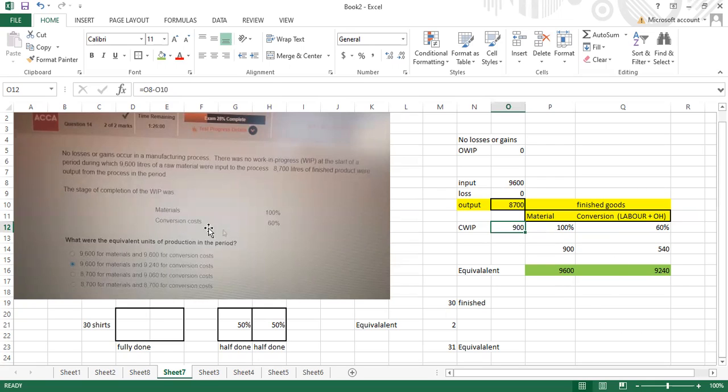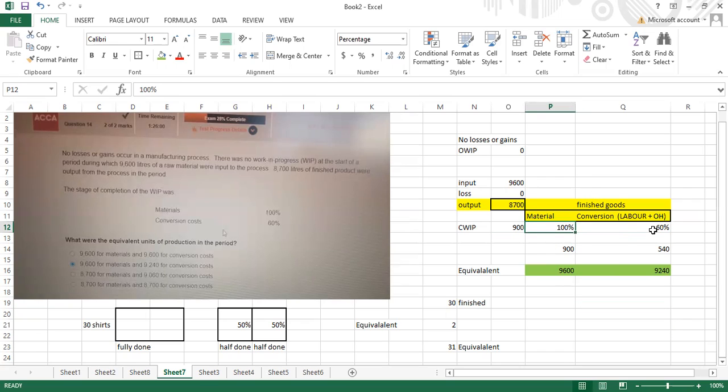It says that from the material point of view, the work in progress is 100% complete. And from the conversion cost, it is 60% complete. I just told you what is meant by conversion cost. Conversion cost is like other costs not related to material, so conversion is your labor and overhead mixed. And the percentage is already given.